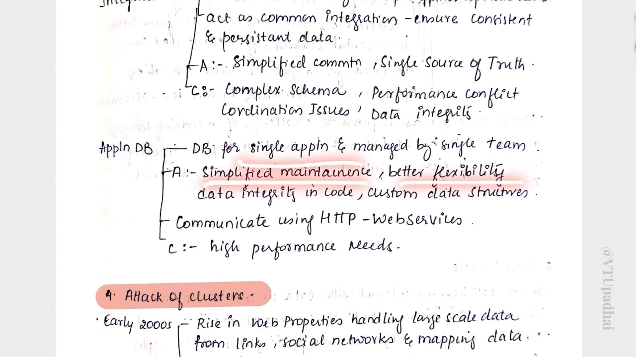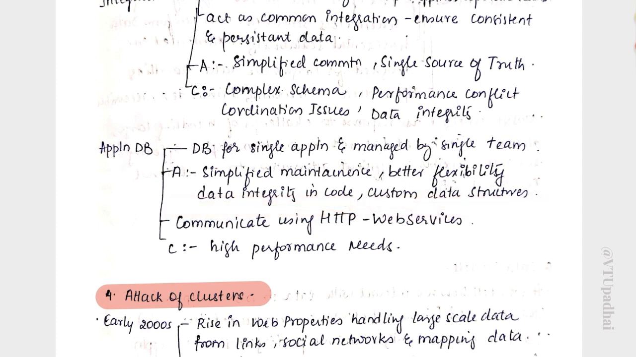Next we have better flexibility. That is, teams have full control over the database. They can make any changes whichever they want, and they need not refer to a third party or external coordinator. Nothing is required. Then we have data integrity in code. That is, the responsibility for maintaining the data integrity is shifted to application code rather than the database.